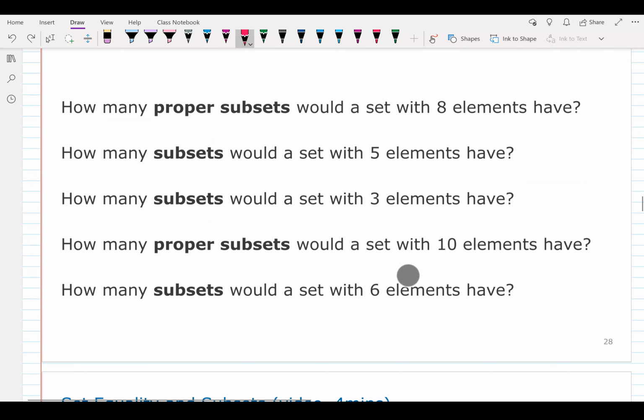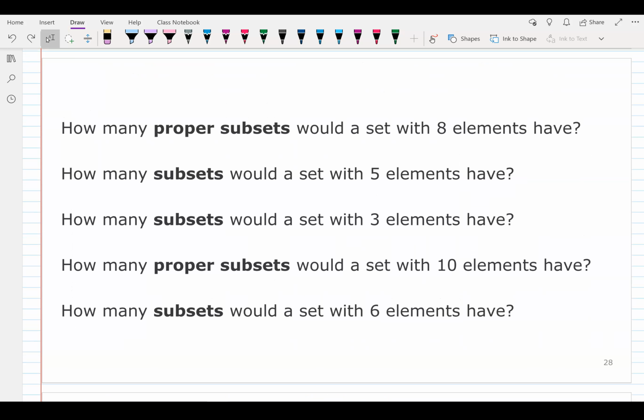Let's keep on trucking. Let's do this last page. How many proper subsets will that set with 8 elements have? All right, I'm going to do this whole page. I actually don't need to talk through this. You just need to note that this is proper, the next two are subsets, and this is proper. So they just have slightly different rules. If you keep that in mind, you'll be fine.